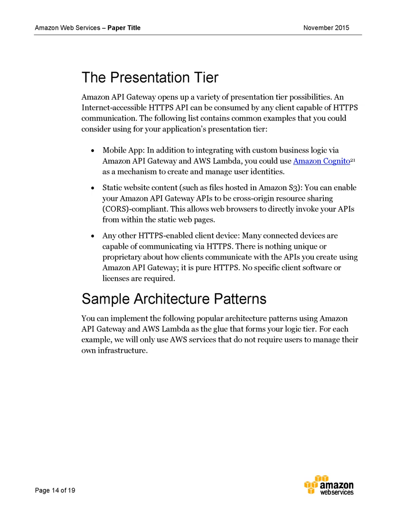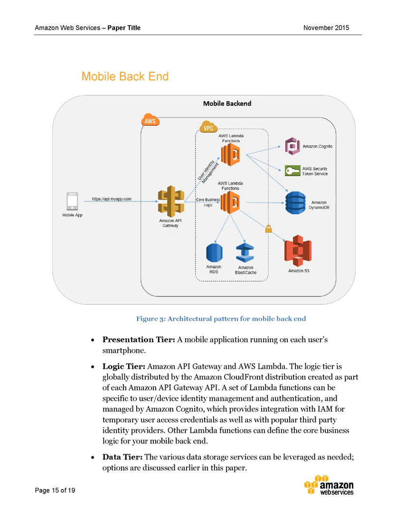Sample architecture patterns. You can implement the following popular architecture patterns using Amazon API Gateway and AWS Lambda as the glue that forms your logic tier. For each example, we will only use AWS services that do not require users to manage their own infrastructure. Presentation tier: a mobile application running on each user's smartphone. Logic tier: Amazon API Gateway and AWS Lambda.